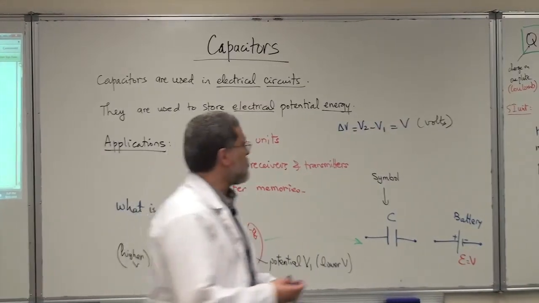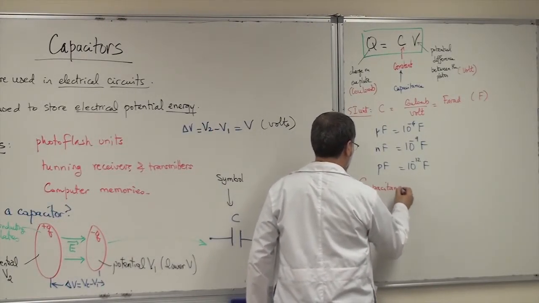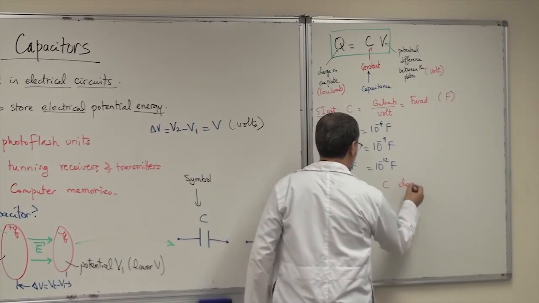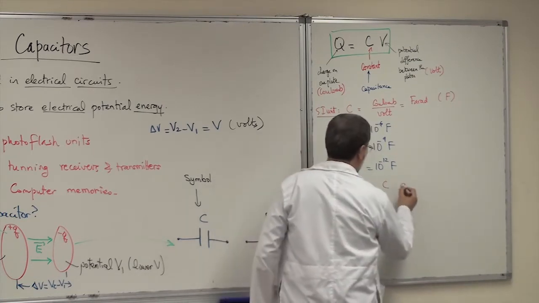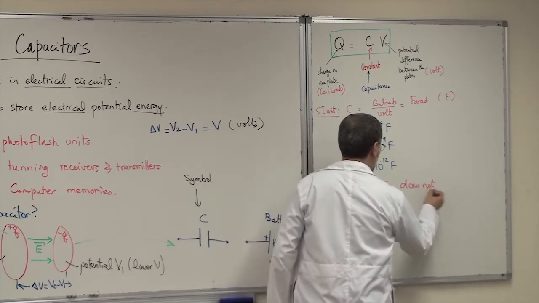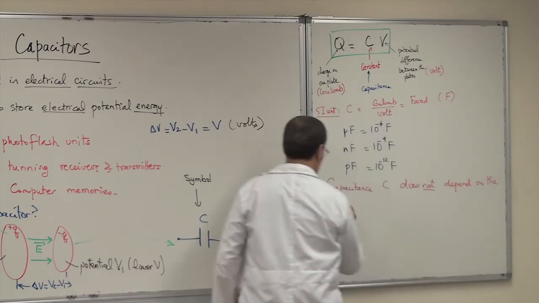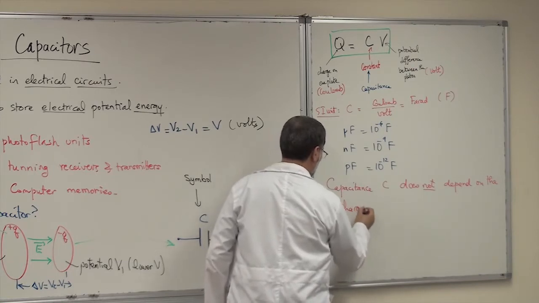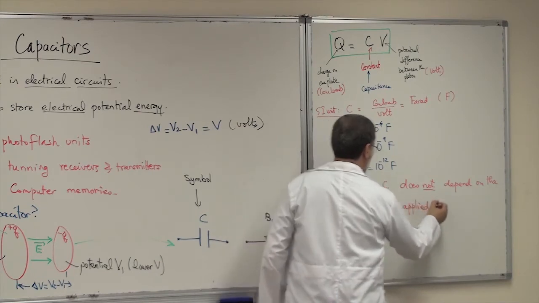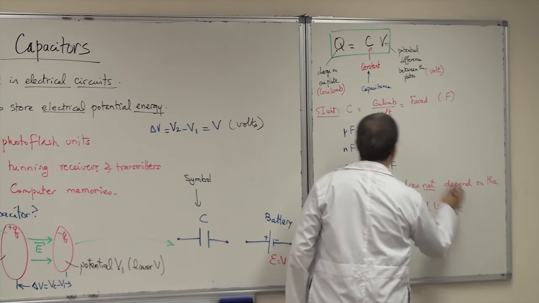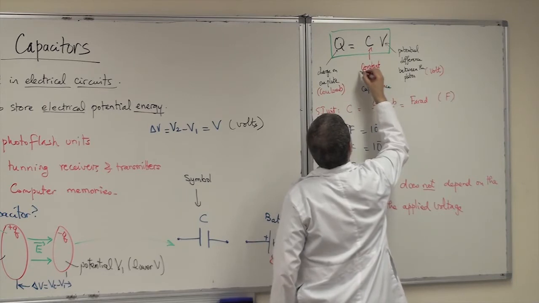So let's write this important information here. The capacitance C does not depend on the charge or the applied voltage. It does not depend on the charge. This C does not depend on the charge or the applied voltage. It is a constant. I write it here.